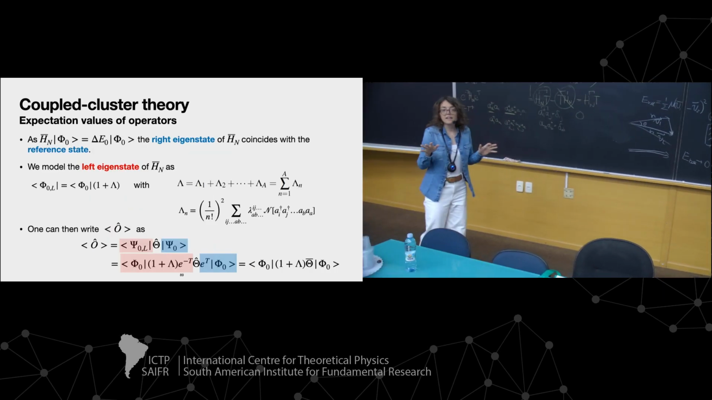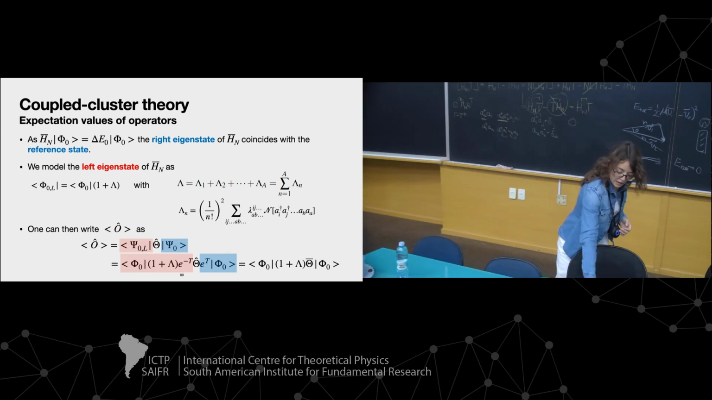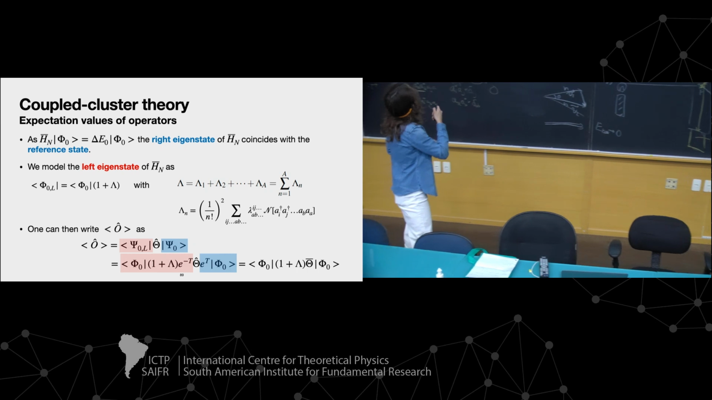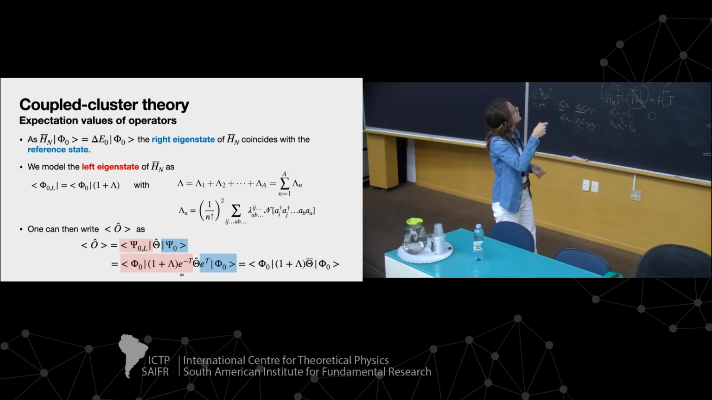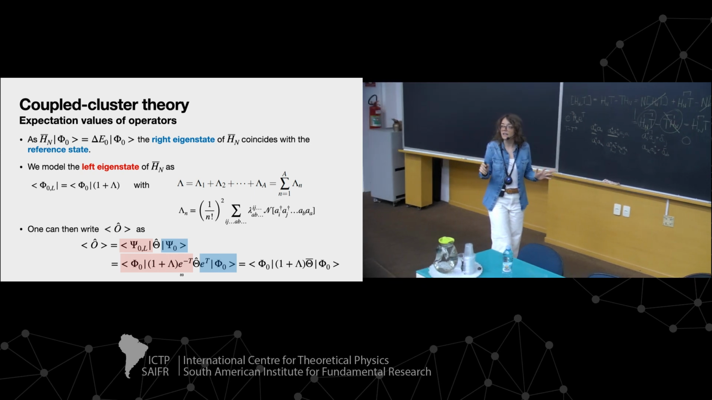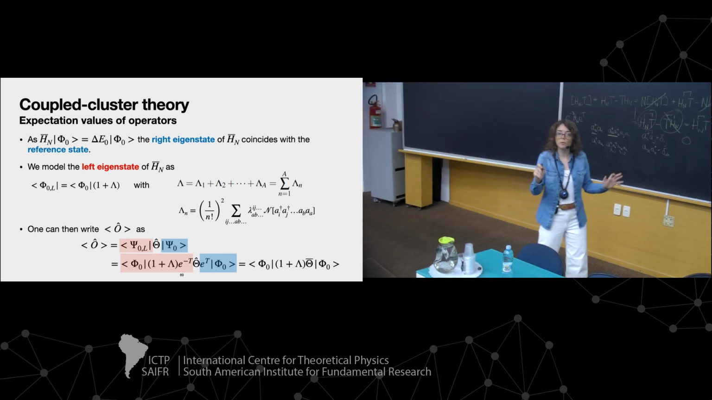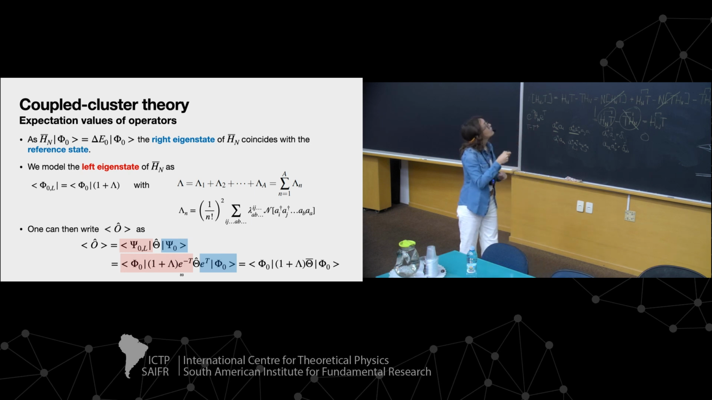So the simplest thing is actually the right eigenstate, because as I showed you yesterday, the Schrödinger equation that we are solving is this one here. So the right eigenstate of the similarity transformation actually corresponds to our reference state. And so, okay, we are happy. We have the right part. We still have to model the left eigenstate of Hn.